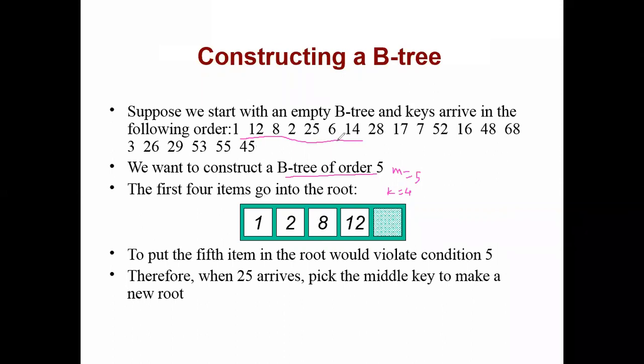Let's say according to the ascending order, this is the root, in which we are storing the values 1, 2, 8, 12. Okay, so we are storing 4 values because maximum कितने keys store कर सकते हैं? 4. Now putting the 5th item into the root would violate the condition. Yes, because order कितनी है? Maximum 5. So therefore when 25 arrives, pick the middle key to make a new root.